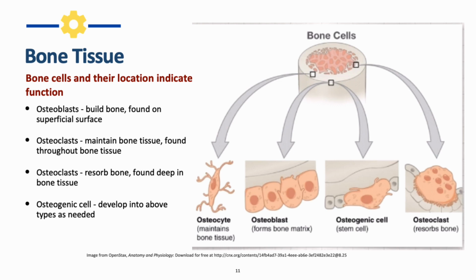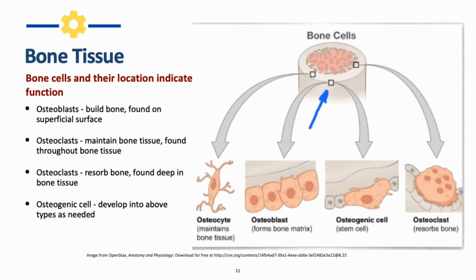unfortunate name, I think of blast, I think of blowing up, but that doesn't work here. Osteoblasts actually build bone, and they are found on the superficial surface of bone. So in this picture, we can see, again, a long bone. Maybe this is a femur. And these osteoblasts, the cells that are going to basically create bony tissue, are going to be found on the outer layer of the bone, just inside the periosteum.